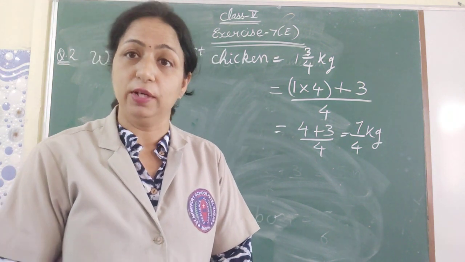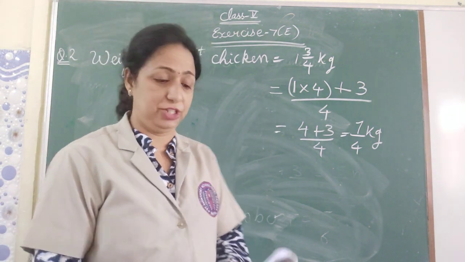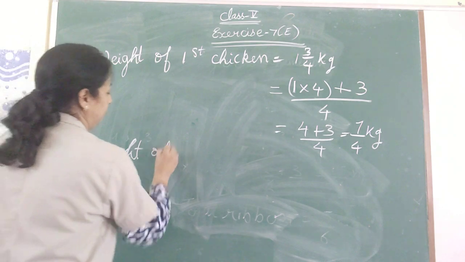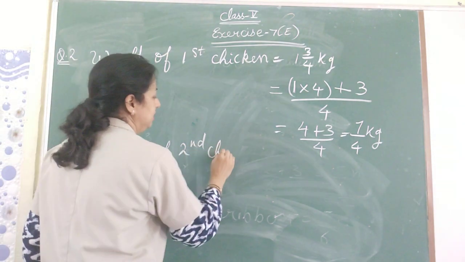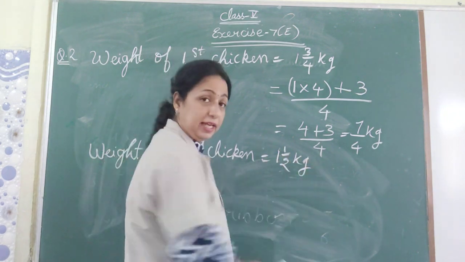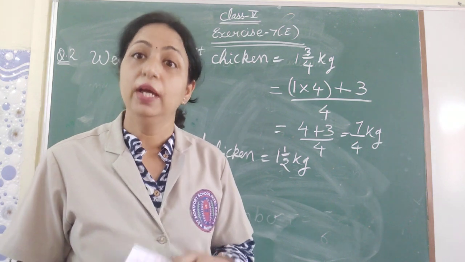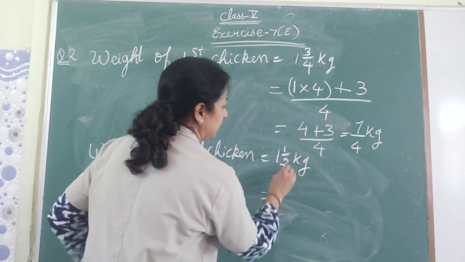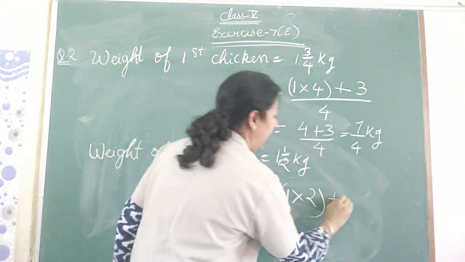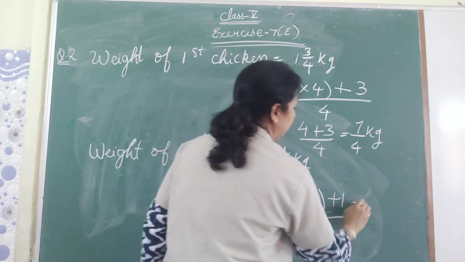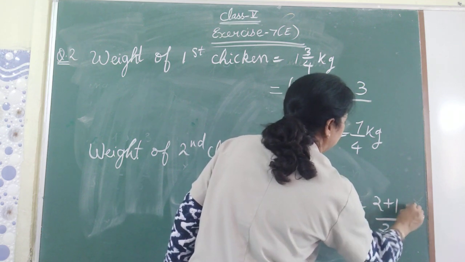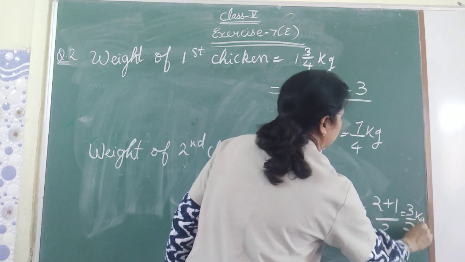The other chicken she bought is of weight 1.5 kg. So the weight of the second chicken is 1 and 1/2 kg. This is again a mixed fraction. We will convert it into an improper fraction. We will multiply the whole number 1 by the denominator, and add the numerator. So 1 into 2 is 2, plus 1, by 2. That is 3 by 2 kilogram.